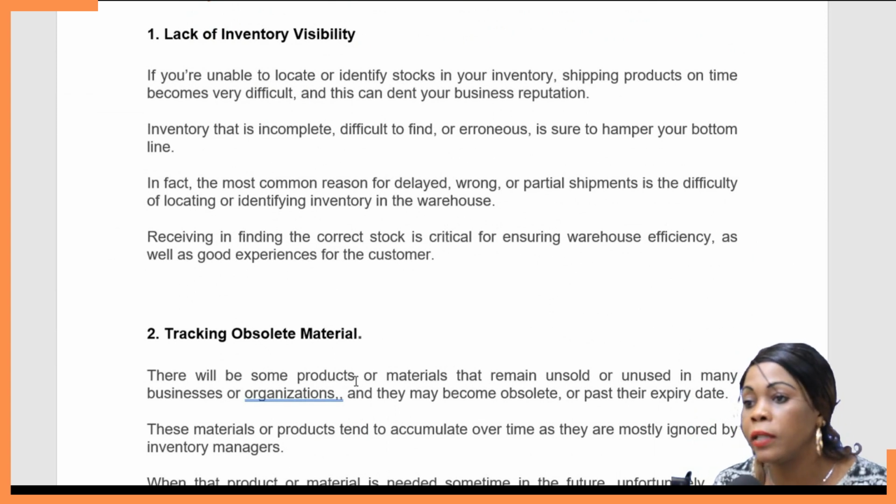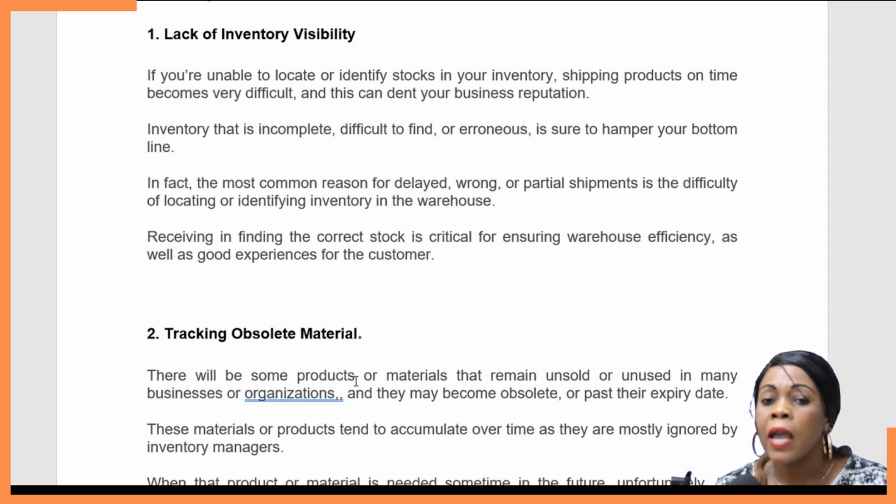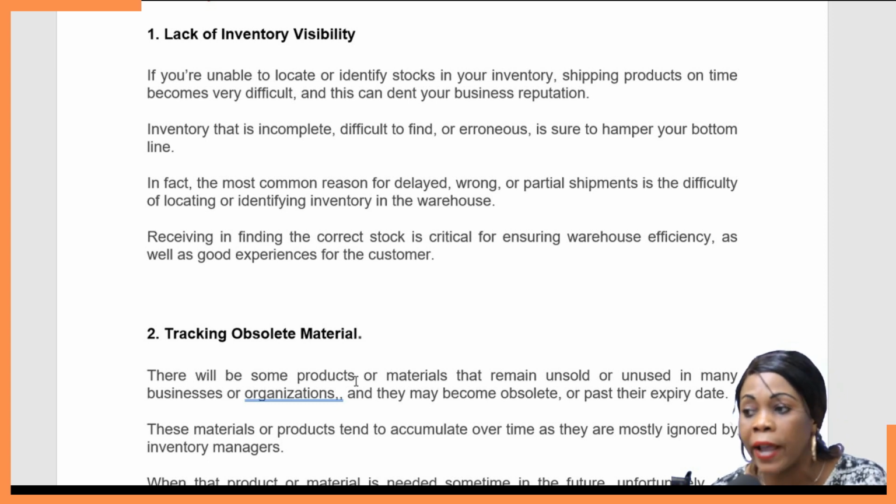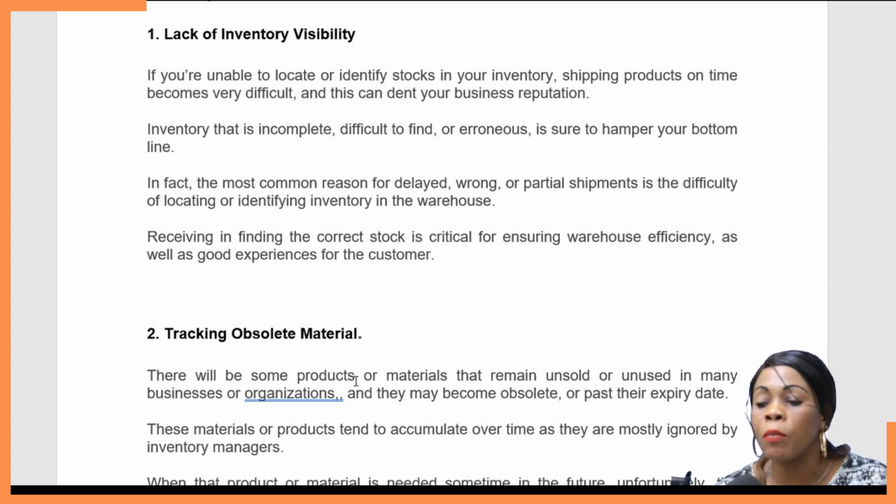The first challenge is lack of inventory visibility. Here you can explain that if you are unable to locate or identify stock in your inventory, shipping products on time becomes very difficult, and this can dent your business reputation. Inventory that is incomplete or difficult to find is sure to hamper your bottom line. In fact, the most common reason for delayed, wrong or partial shipments is difficulty locating and identifying inventory in the warehouse.